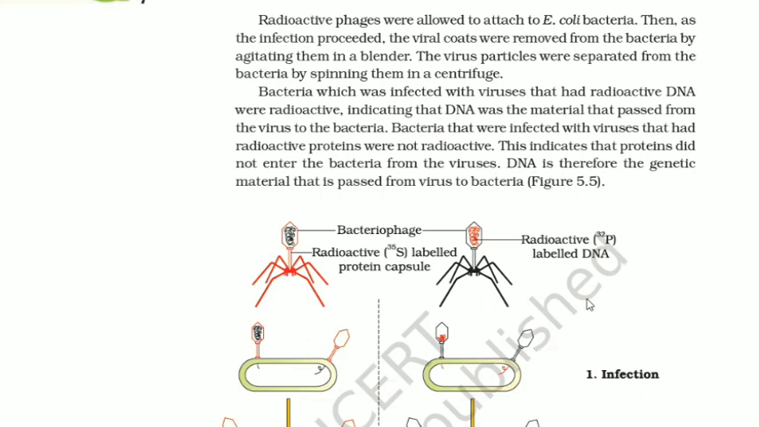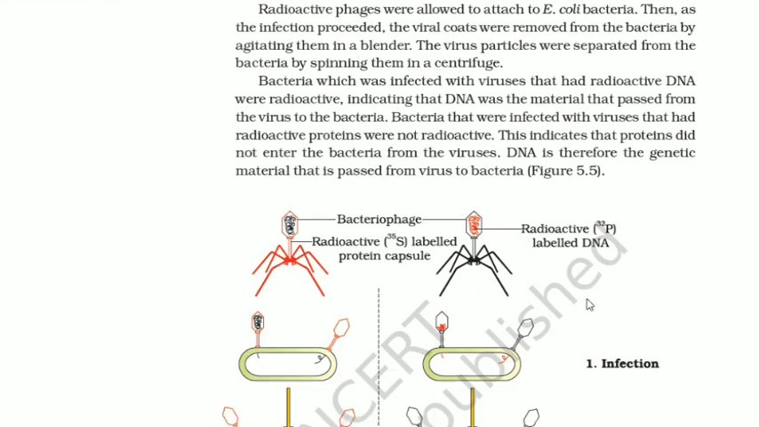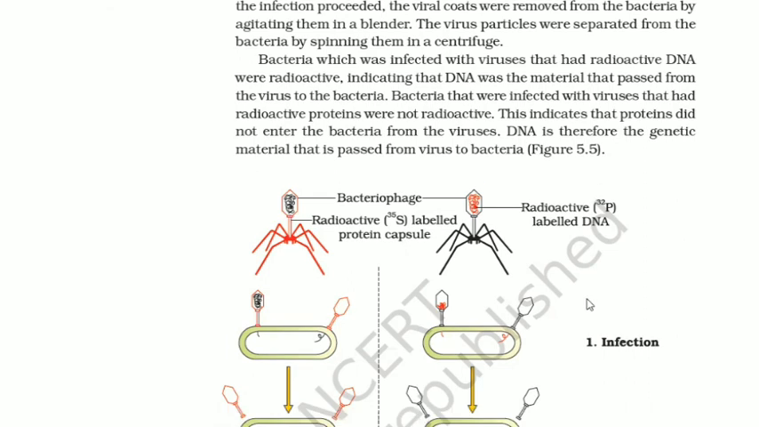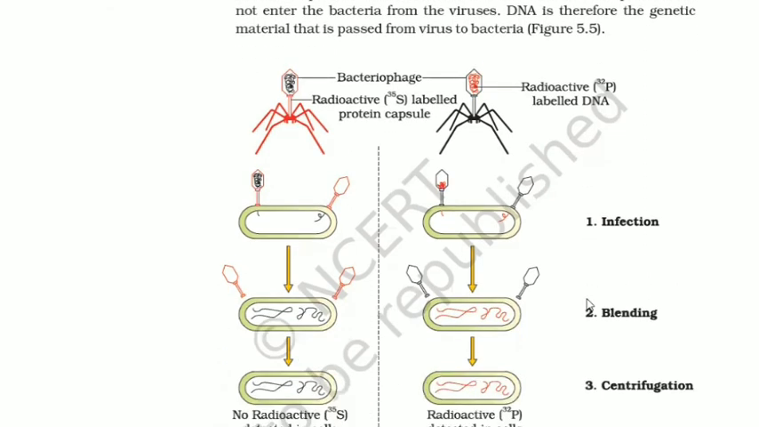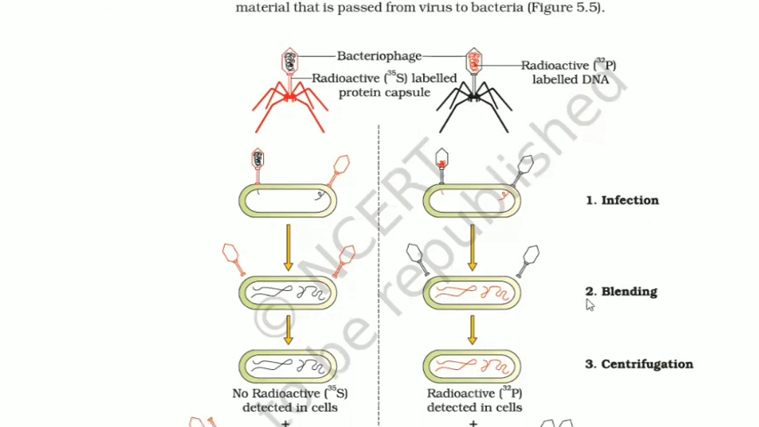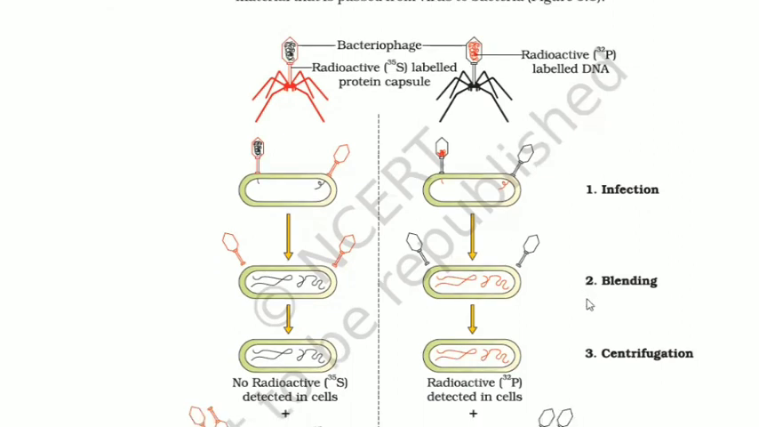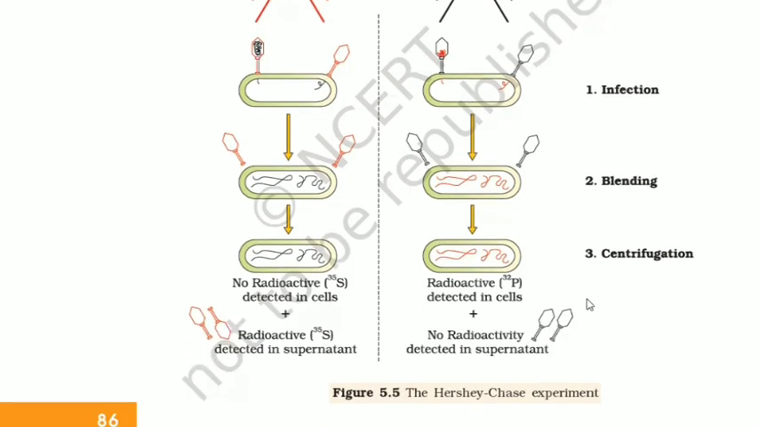Bacteria which were infected with viruses that had radioactive DNA were radioactive, indicating that DNA was the material that passed from the viruses to the bacteria. Bacteria that were infected with viruses that had radioactive proteins were not radioactive. This indicates that protein did not enter the bacteria from the viruses. DNA is therefore genetic material that is passed from virus to bacteria. The experiment of Hershey and Chase is shown over here. Have a look at the same.